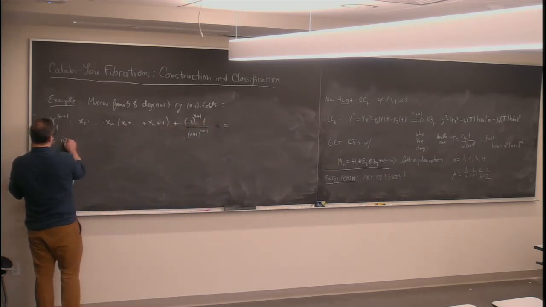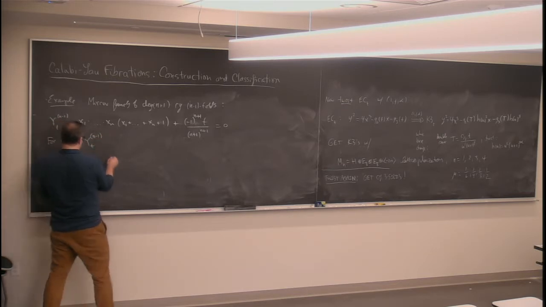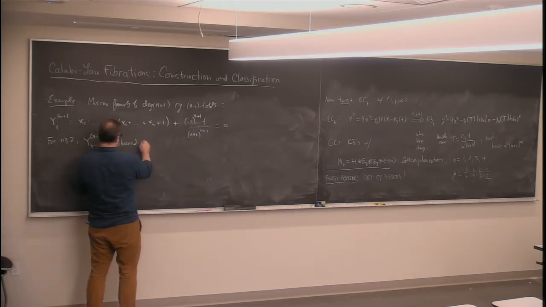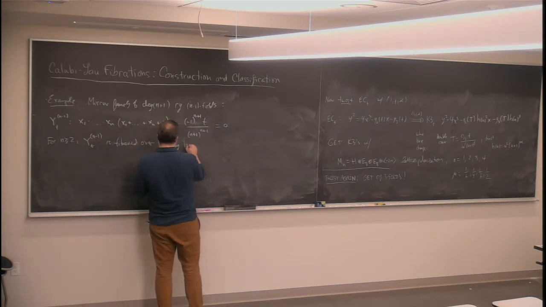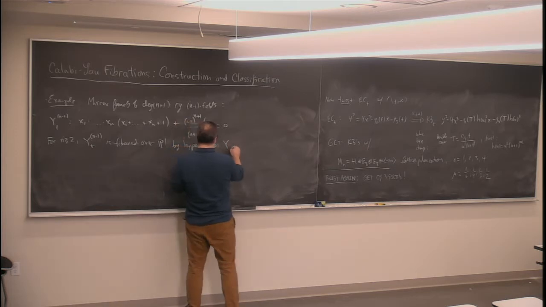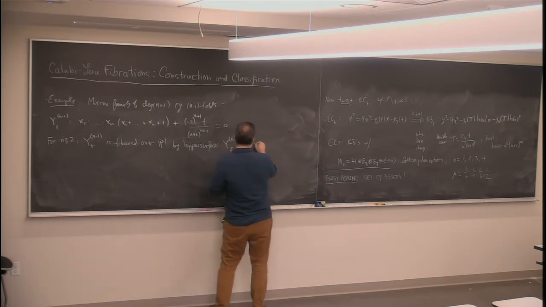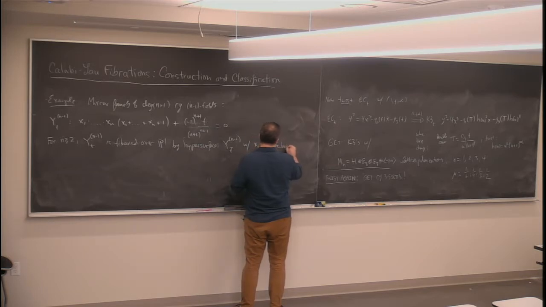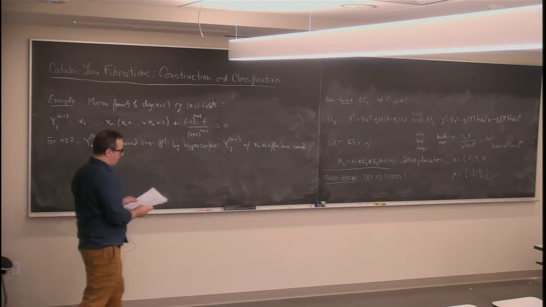And for n greater than or equal to 2, Y_t^{n-1}, so Y_t n minus 1, is fibered over P1 by hypersurfaces Y_t tilde n minus 2, with xn as the affine base coordinate. Okay.